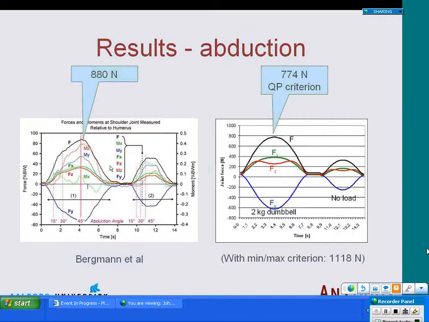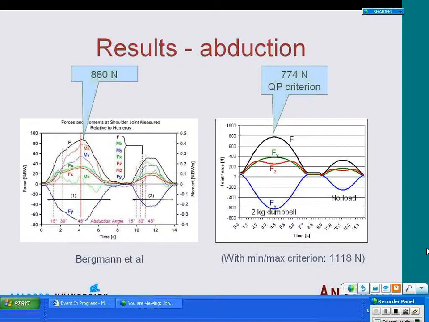Notice the maximum sizes of the loads. If we take the black curve here, that is the resultant reaction force. And in Bergmann's case, this is measured to 880 Newton. And in the model, this is measured to 774 Newton, or simulated to 774 Newton. Now, this is with the quadratic criterion, the sum of squared muscle stresses.